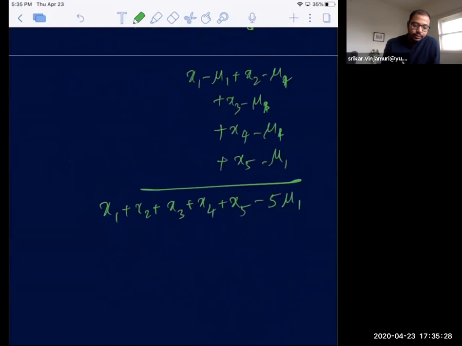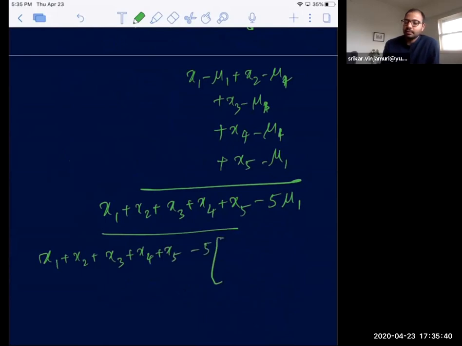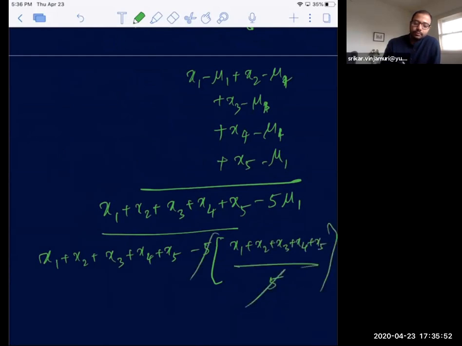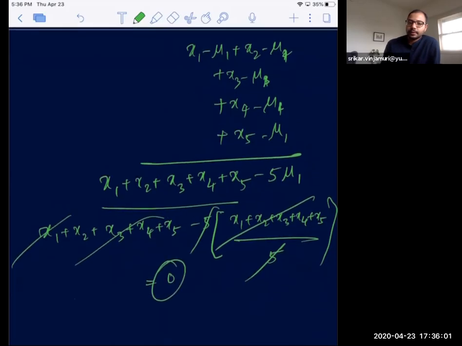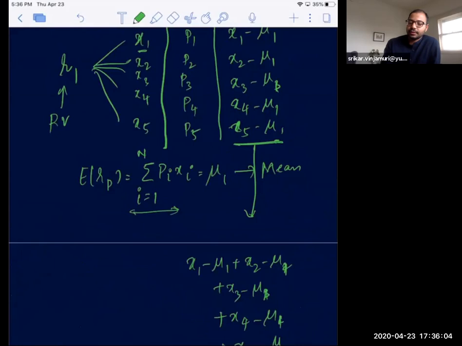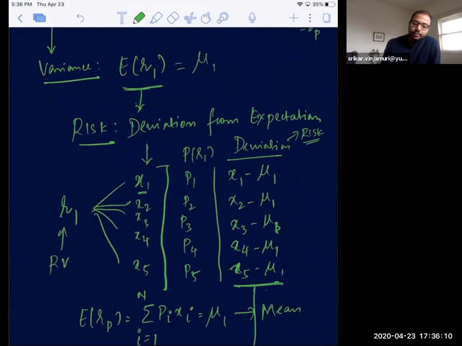Okay. So the first part of it is okay. So this is X1 plus X2 plus X3 plus X4 plus X5 minus 5 times, what is mu1? Mu1 is the average, right? So the mu1 is the average of these 5 numbers, and all of these cancel with all of these, and the sum of that column is always going to sum to 0. So if I try to use the deviation as the measure of risk, which is the right interpretation, that any deviation from expectation is what I call risk, this column is always summing to 0.